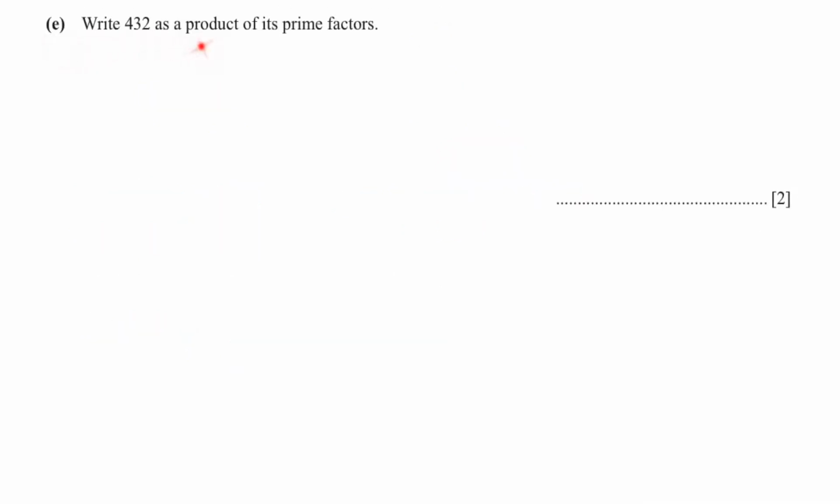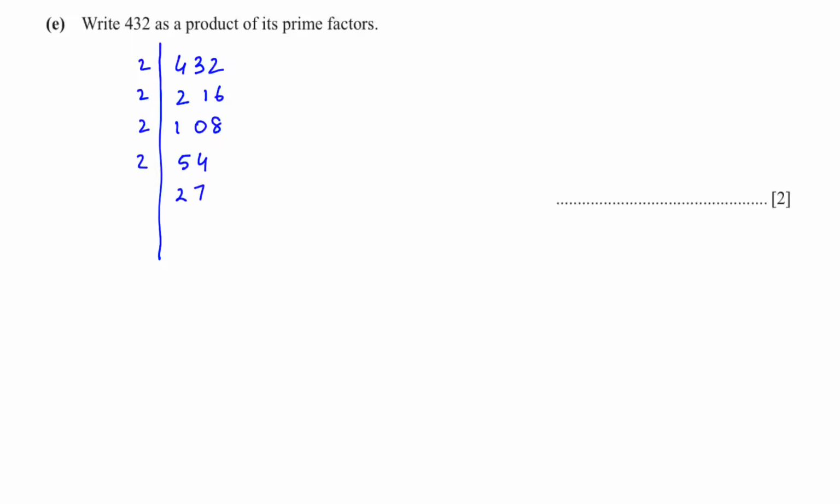Part E, write 432 as a product of its prime factors. You can either draw a factor tree like the way I showed you before, or I'll teach you another way. Many children find factor trees much easier. So we will write 432 and divide it by the lowest prime number you can think of, which is 2. Because it is an even number, you can divide it by 2. And we will have 216. 216 is also an even number. You can still divide it by 2. You will get 108. Again, we divide by 2: 54. Divide by 2: 27.